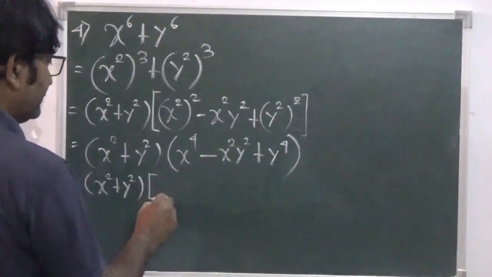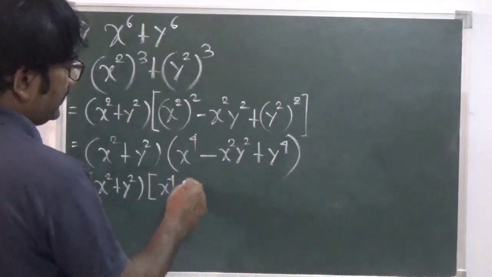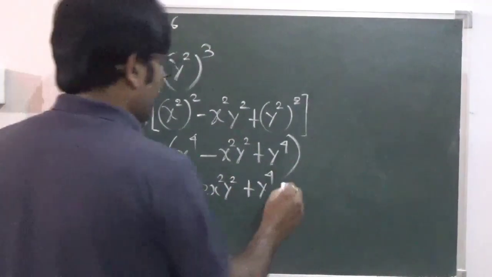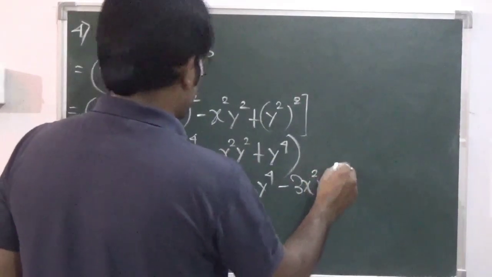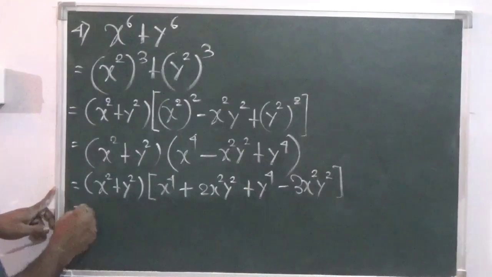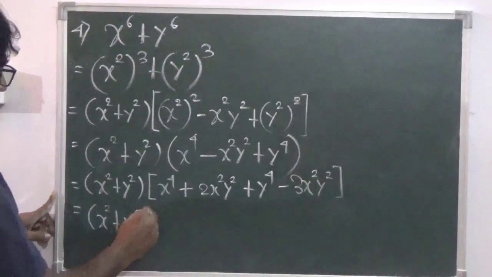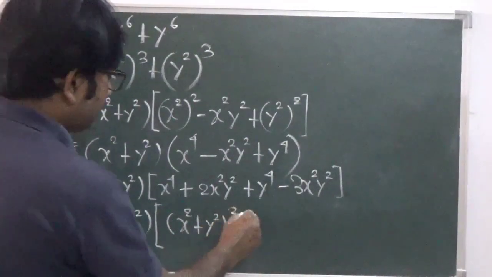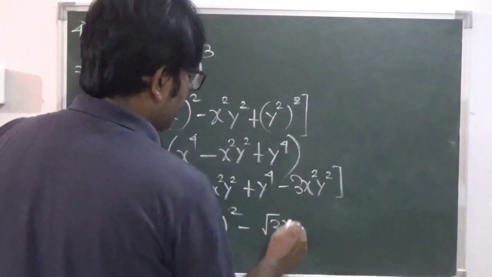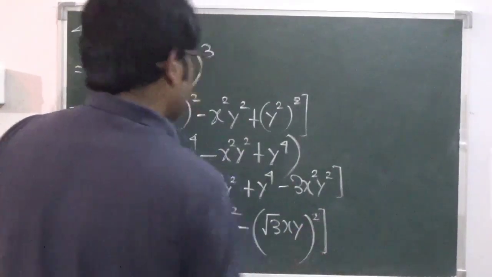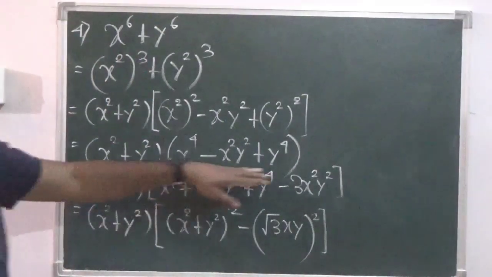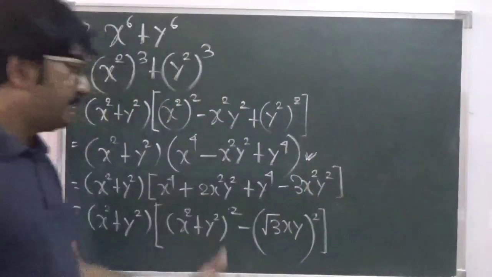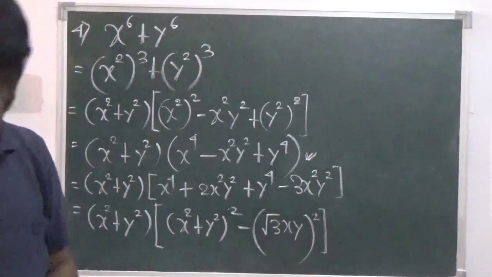If we can write it as x power 4 plus 2x square y square plus y power 4 minus 3x square y square, we can write it. So here it will be x square plus y square, and this becomes x square plus y square whole square minus root 3xy whole square. In some books you will find the final answer is up to this only, but if it can be factorized further, you will go ahead with that process of factorizing.